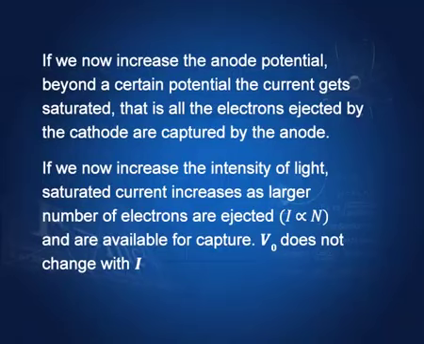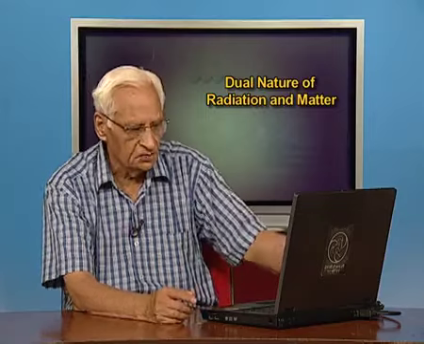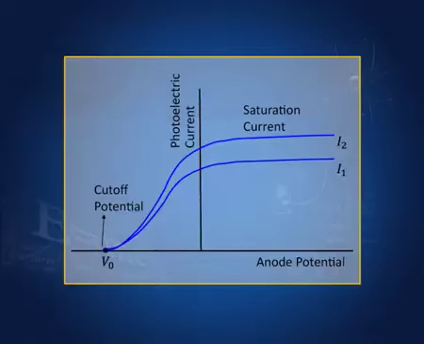Now, if we keep everything the same, once we have found the cutoff potential, frequency we do not change, but change the intensity, what would happen? When we change the intensity, then the number of photons goes up, and therefore, a higher current is recorded. So, the intensity is responsible for increasing the current.